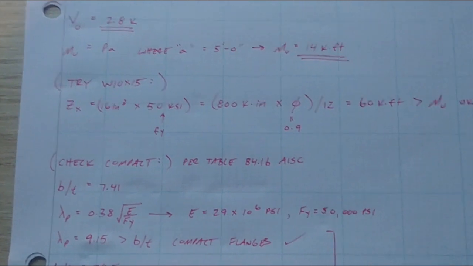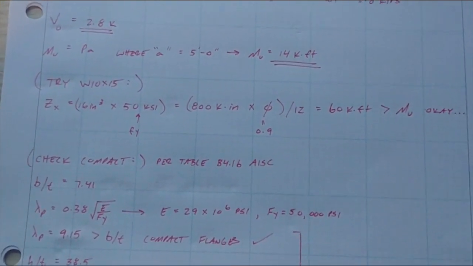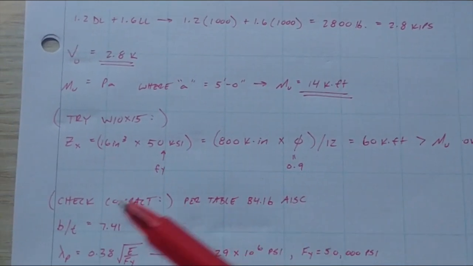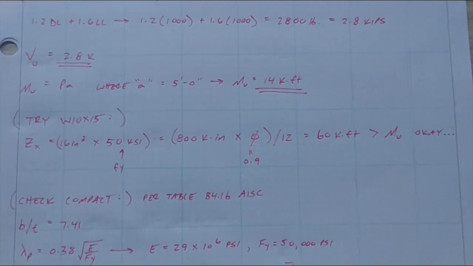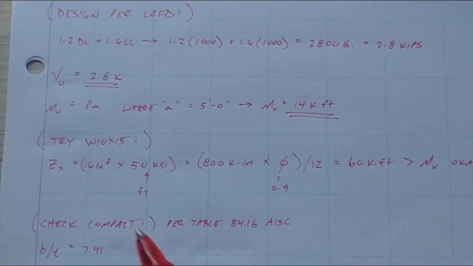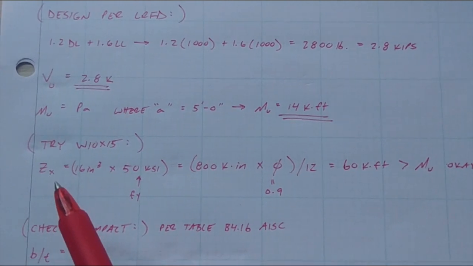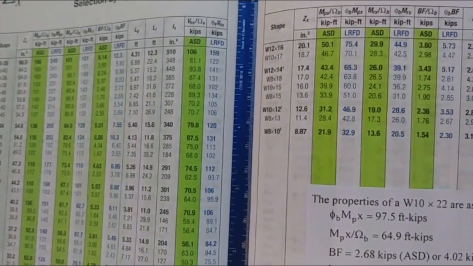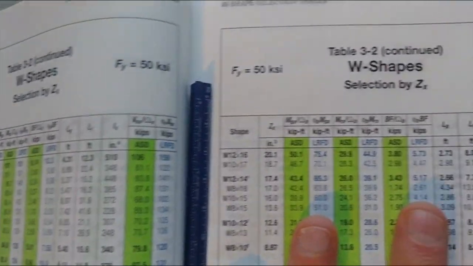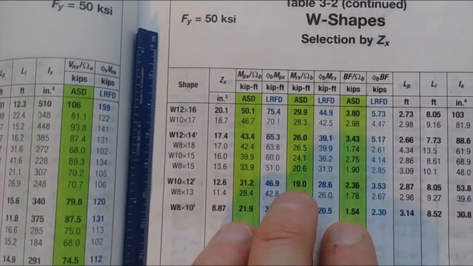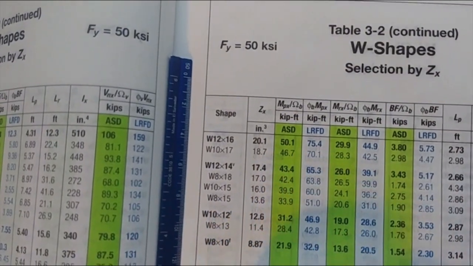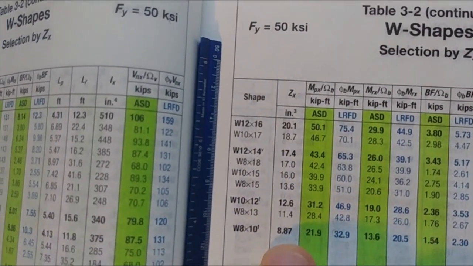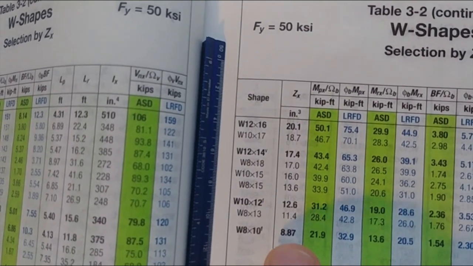You get better at guessing when you do more problems and have been exposed to more situations over time. So I'm deciding to try a W10 by 15, and you can run through quickly and check the yield strength of the section. So ZX, which we can find again in our steel manual, you can flip on over to table 3-2. I have it tabbed as my Z table, because how it's set up is actually from smallest to largest Z sections.